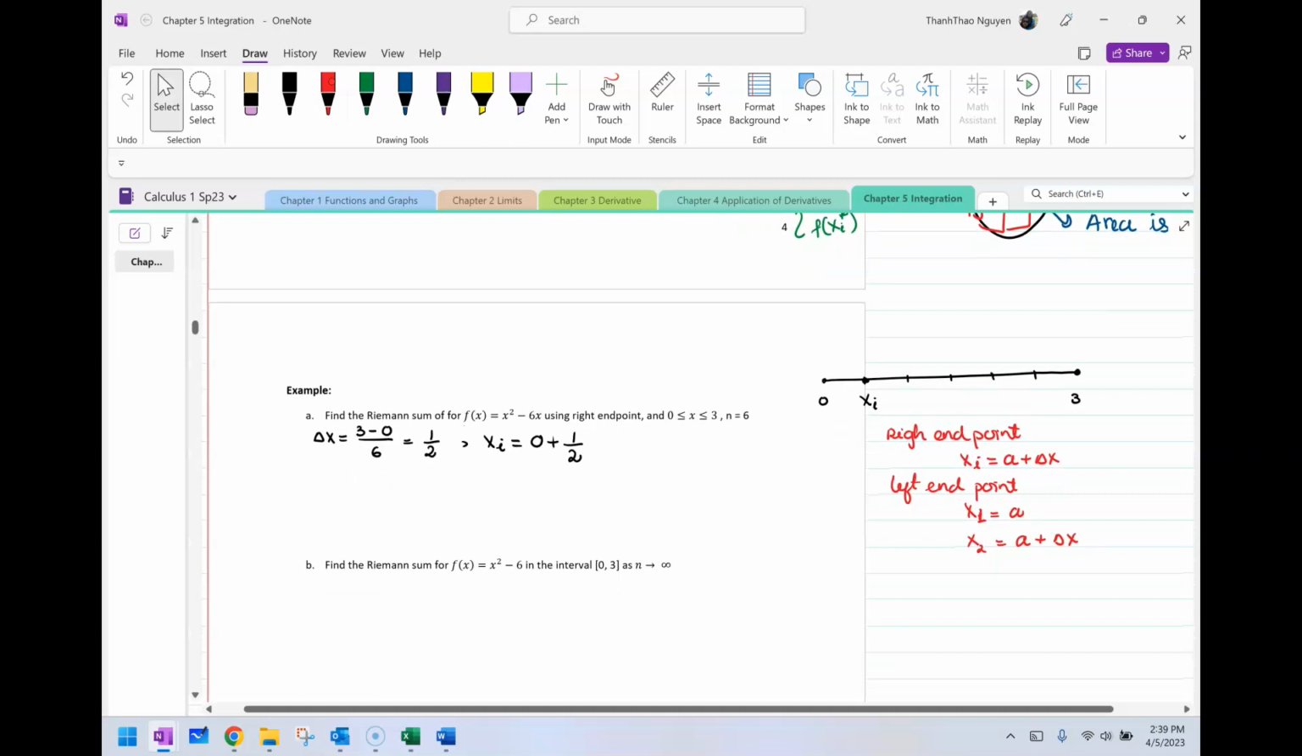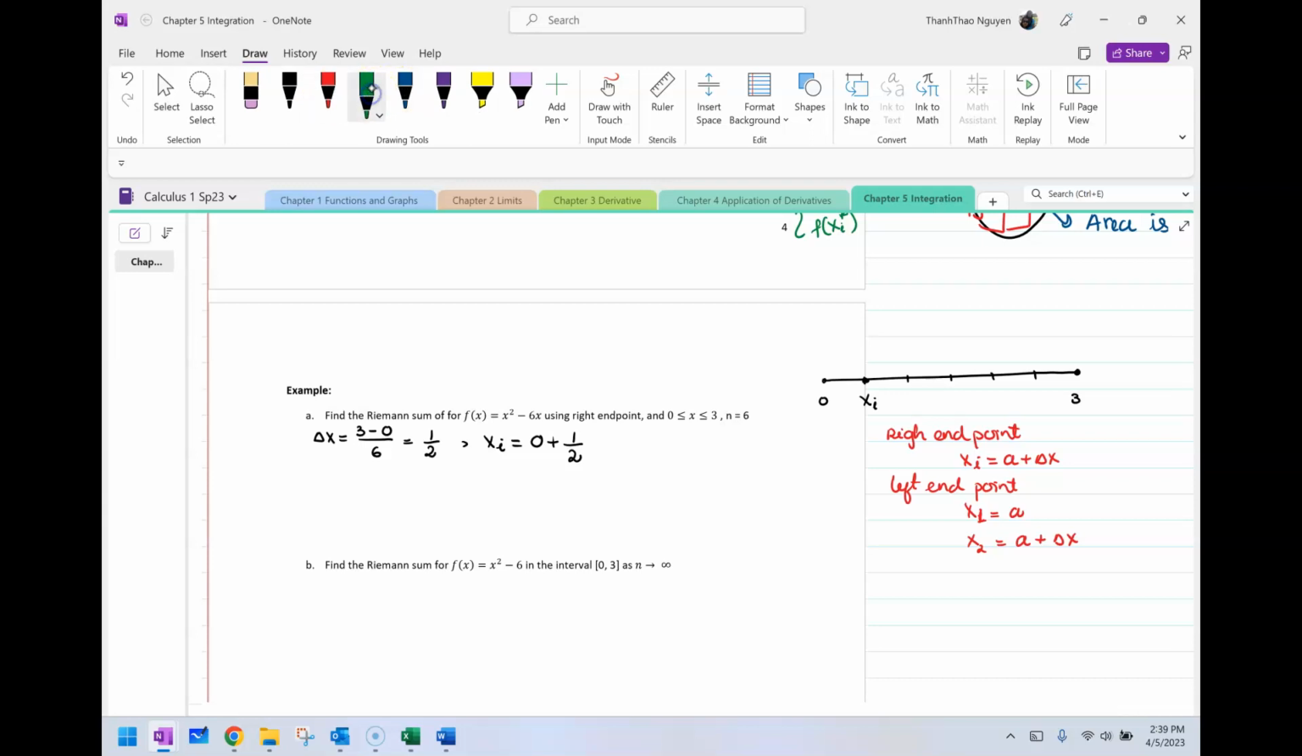Okay, so now that we have our width and our endpoint, we can write our Riemann sum as the sum from i equals 1 to n, because we have n rectangles, of f of x sub i times delta x, for i from 1 to n.